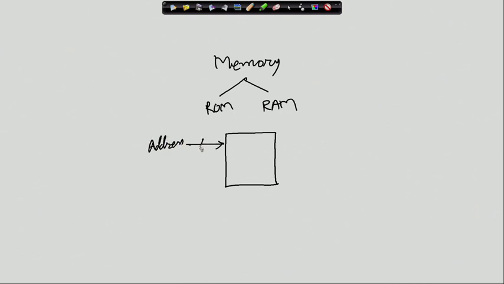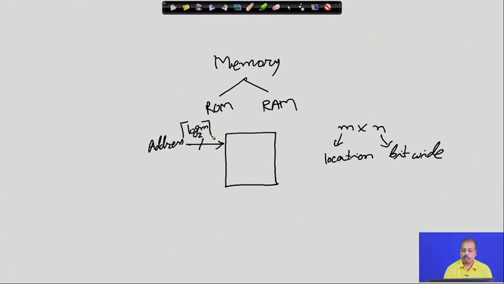Now, there will be a number of lines. If this memory is an m cross n memory, that is, there are m locations in the memory and each location is n bits wide, then for the address lines I will need ceiling of log m to the base 2 lines, which will serve as the address lines to select individual locations of the chip. This is an input to the memory chip.